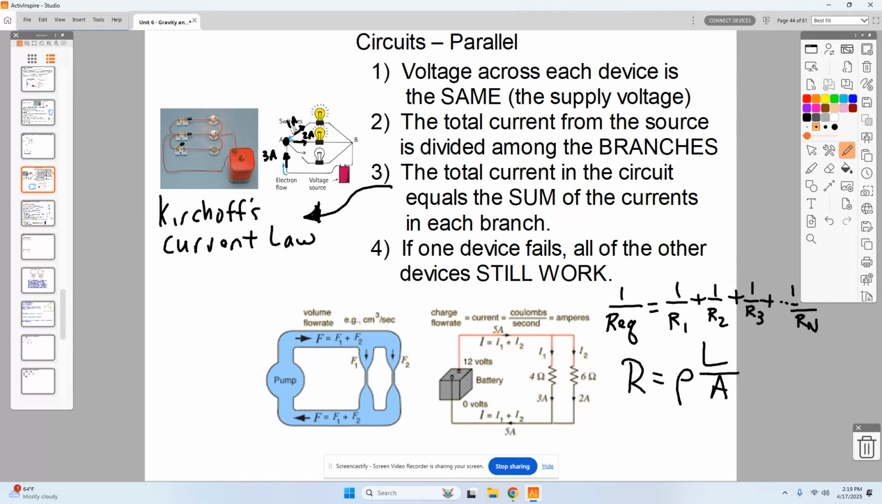When I have resistors in parallel, what effectively am I changing in that equation? What is it actually changing? Turn and tell that person that you're sitting next to. When I have resistors in parallel, which of these factors is being changed, and how is it being changed? Just take a moment, talk it over.